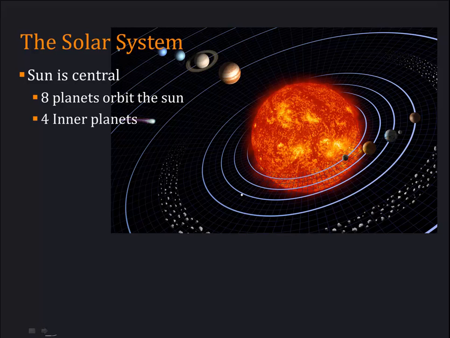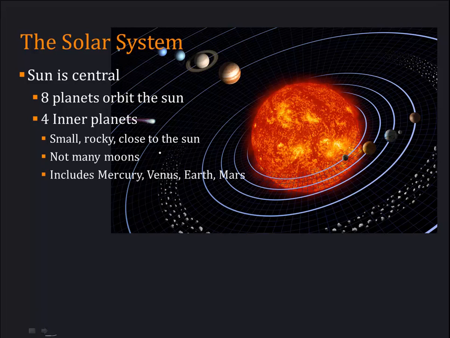The inner planets are all rocky. They're called terrestrial planets. They're made of heavier elements. We've got lots of iron and metals and heavy things, not very many gases. We have a very thin atmosphere. So they're small, they're rocky, they're close to the sun. Not very common to have moons on these things. We'll look at that in a little more detail, but there's not very many moons on the inner planets. So those planets are Mercury, Venus, Earth, and Mars.